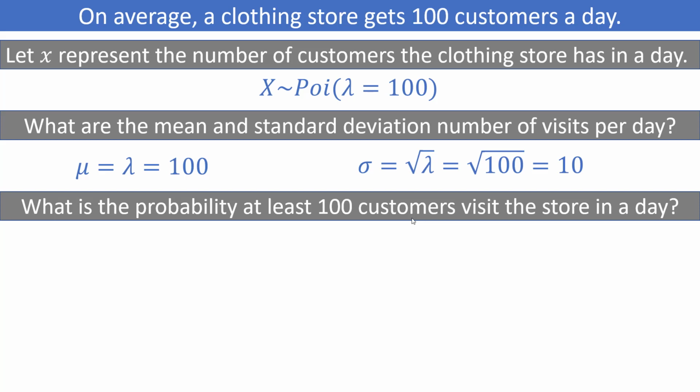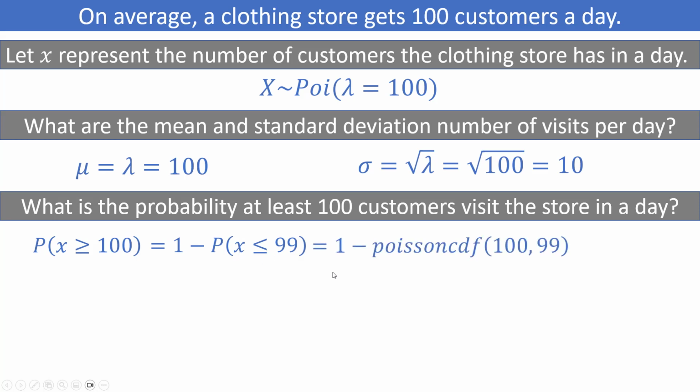What is the probability that at least 100 customers visit the store in a day? Well, that's just the probability that x is greater than or equal to 100. Once again, we don't have a function in the calculator to find greater than or equal to probabilities, so we must use the complement rule. The probability x is greater than or equal to 100 is the same thing as 1 minus the probability x is less than or equal to 99.